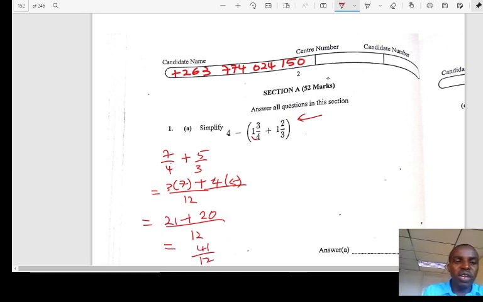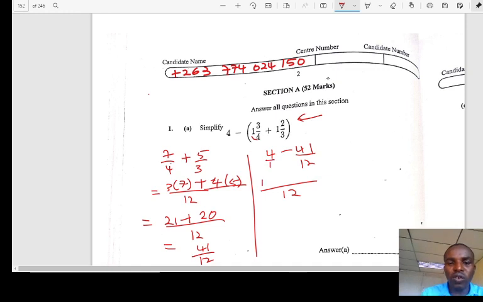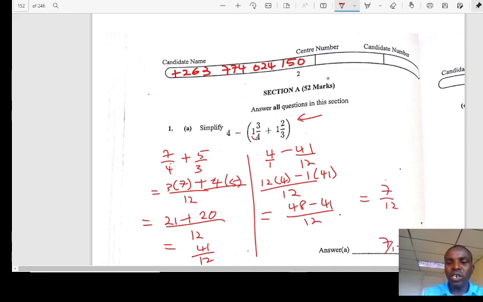Now you have simplified what is inside the brackets. You combine with 4. So you say 4 minus 41 over 12. Then you find the common denominator. You are subtracting. 4 is over 1. 1 into 12 is 12, 12 by 4 on the numerator, 12 into 12, 1 times 41. Then it equals 12 by 4 is 48, minus 41, over 12. 48 minus 41 is 7 over 12. So that will be your final answer.